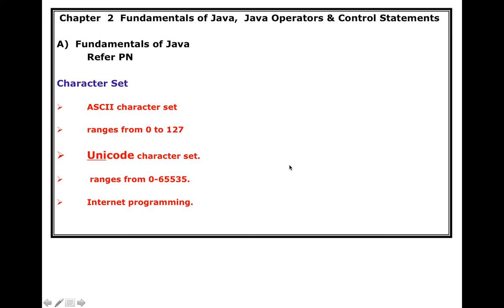But we don't need to worry about all these 65,000 characters for a very simple reason that ASCII is a subset of Unicode. The first 128 characters of Unicode is actually the ASCII character set. So we will be using ASCII. Okay. Now let's move on to the next fundamental of Java, and that is token.